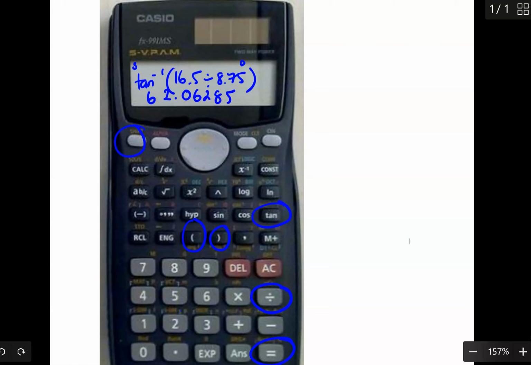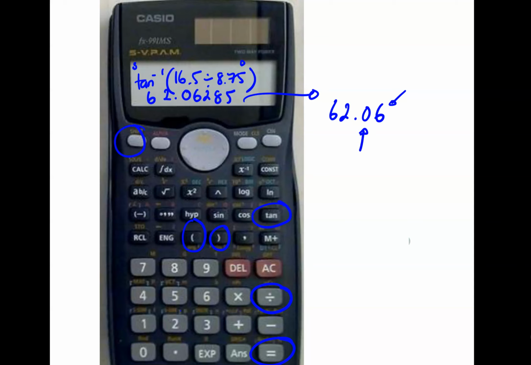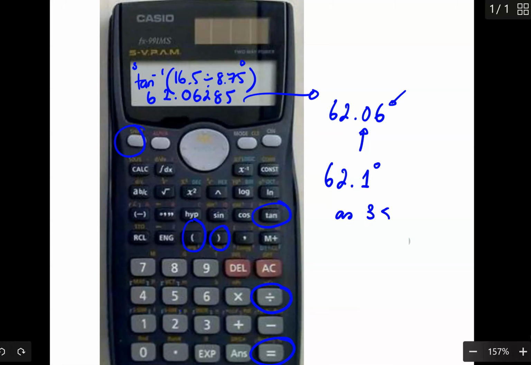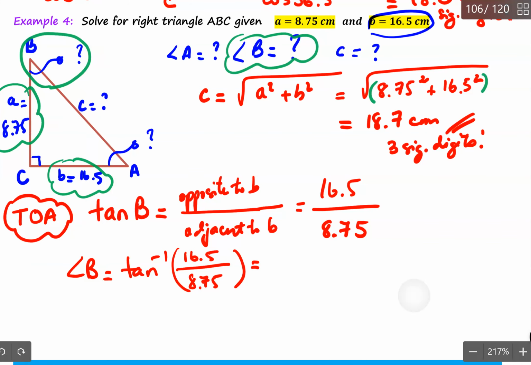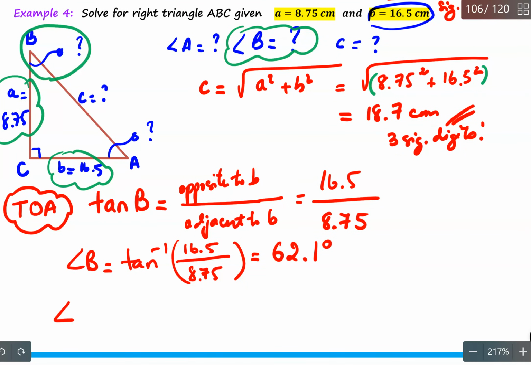I have 62.06285. I know that this angle is in degrees, so I have to round it to 3 significant digits. It means that you look at the number 6 and you round the number 0. So 6 is greater than 5, so I will raise 0 by 1. So I have 62.1 degrees as 3 significant digits. Let's write it down on our solution: 62.1 degrees.